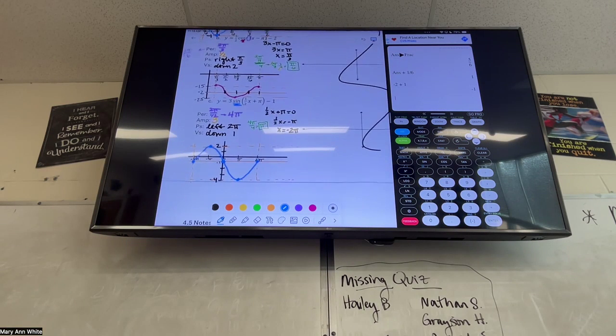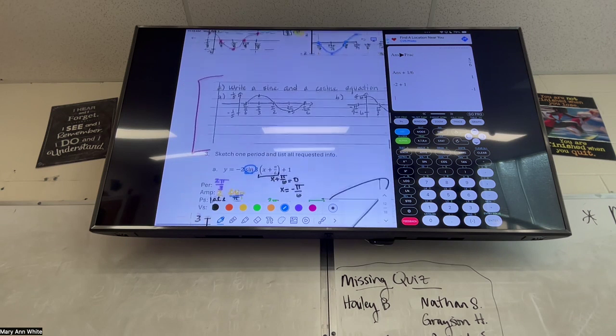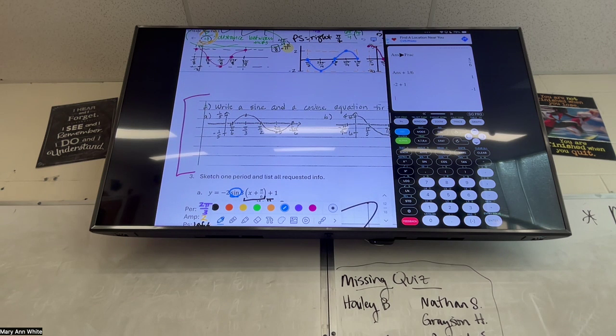Okay. So we're going to do more like that on your homework and a review. But before we get into that, I've got one more little skill. This is pretty simple. The hardest part is finding the period. But now we're going backwards. Before, I gave you the equation and we graphed it. Now we're getting the graph and we have to give the equation.